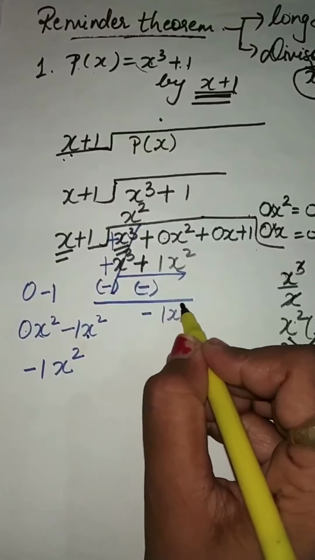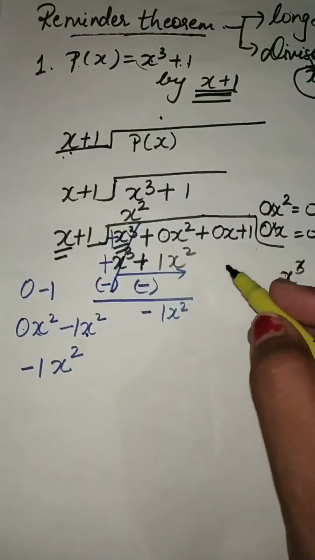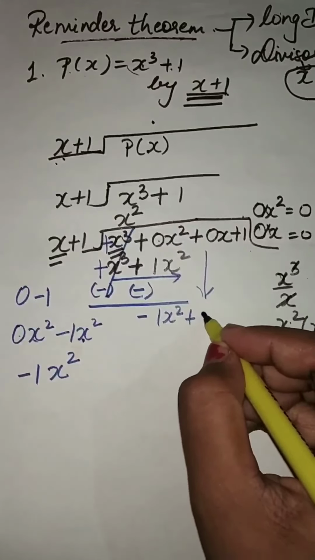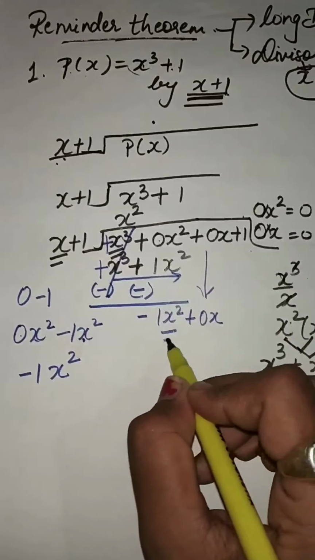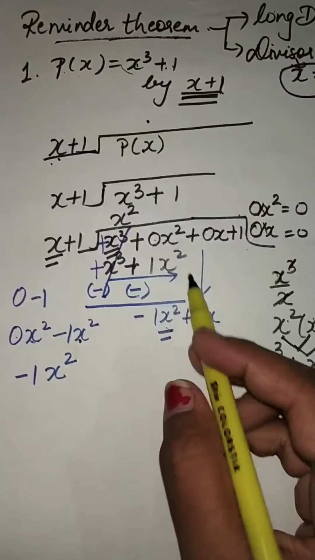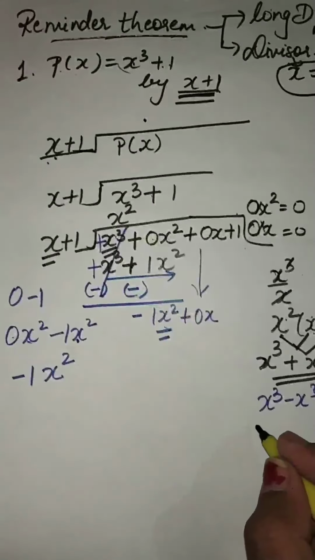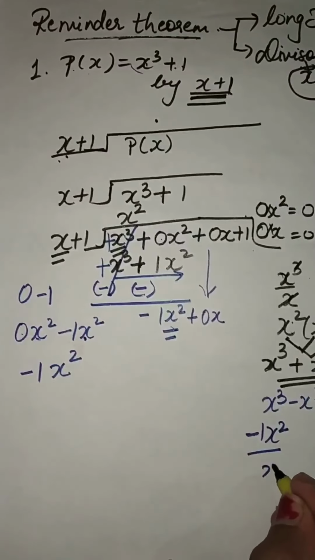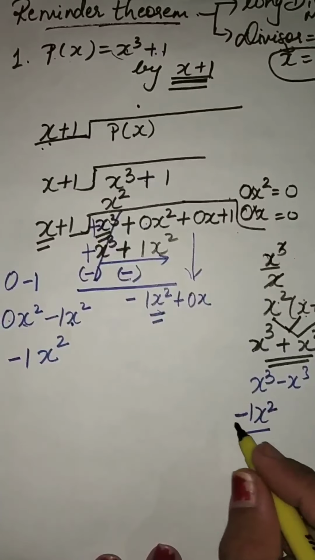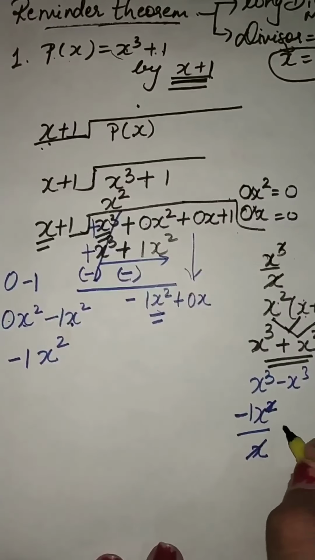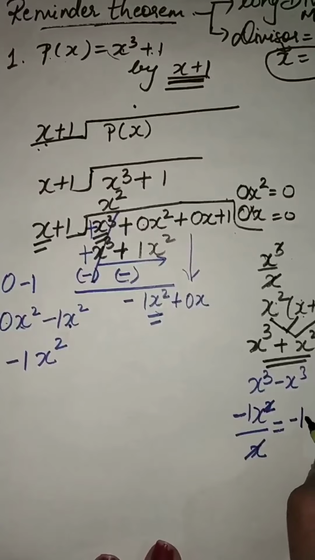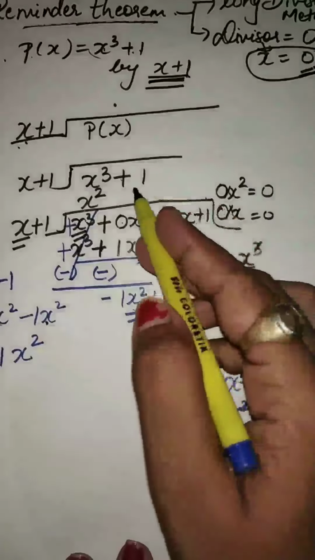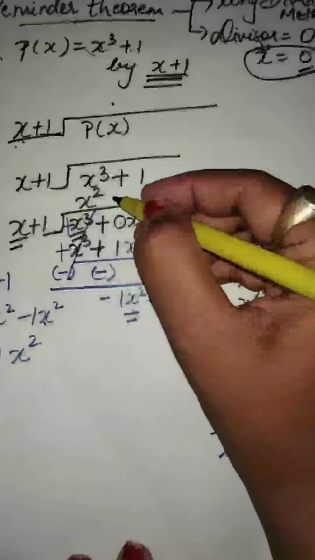Now carry the next term down over here, which is 0x. Again divide it by the first term. We have minus 1x square upon x. Write it with the sign also. So x will get cancelled with x, and we will have minus 1x. This we have to write in the quotient part. So we have minus 1x over here.